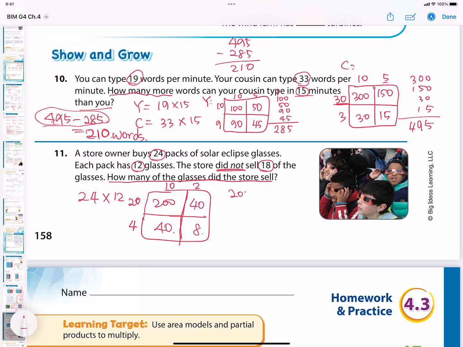I'm going to show you 200 plus 40 plus 40 plus 8. Sorry, I forgot this plus mark. That is 8, 8, 2. Now 288 take away 18 to find out how many glasses were sold. 0, 7, 2. So the answer is 270 glasses were sold.